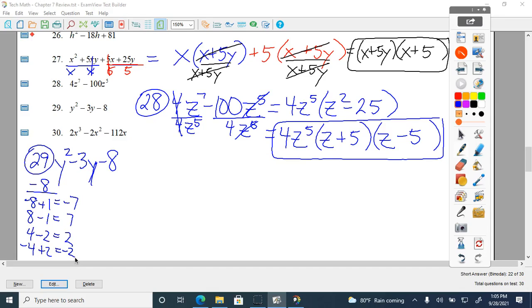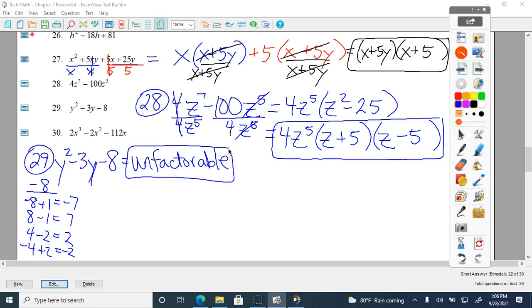Negative 3. So what do you put if you can't do it? What's the directions say? Factor. So if you can't factor, that is called unfactorable. Okay? That's the answer. Unfactorable for 29. There will be one on your test that is unfactorable. Okay? Everybody good?